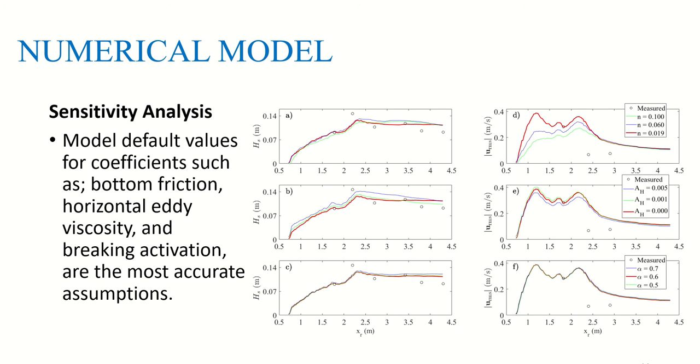We've done a sensitivity analysis in order to see what happens if we change the default values of SWASH for the most important coefficients. We know that they can make a difference, such as bottom friction, horizontal eddy viscosity, or breaking activation parameters. We ended up realizing that the default values are giving the most accurate assumptions for this case.